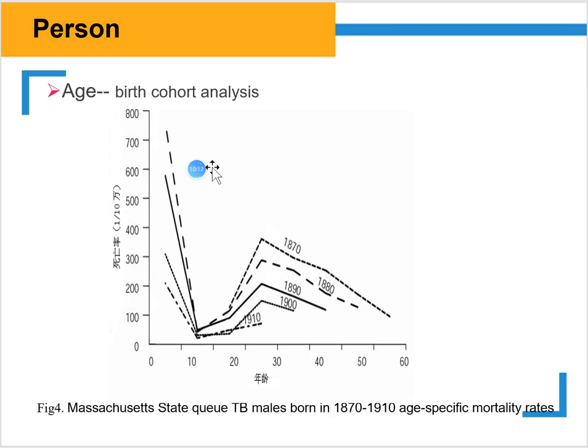Figure 4 is age-specific mortality rates of male tuberculosis born in 1870 to 1910 in Massachusetts state. 5 birth cohort curves in 1870, 1880, 1890, 1900, and 1910 showed the changes in tuberculosis mortality with age and not affected by environmental factors.